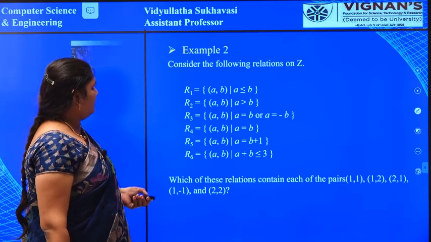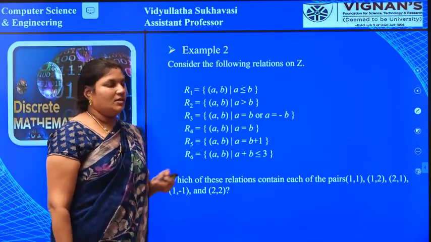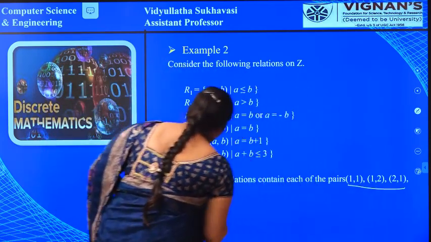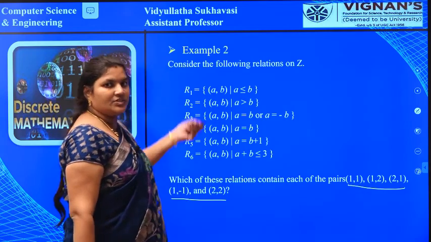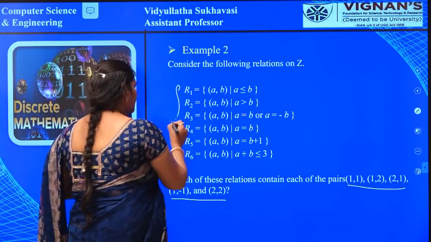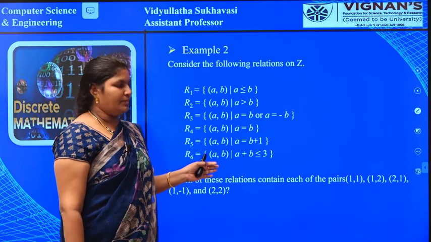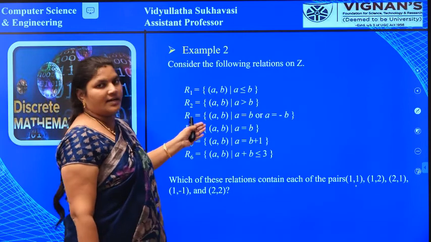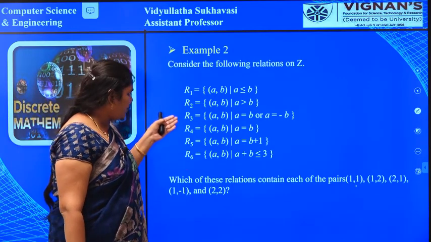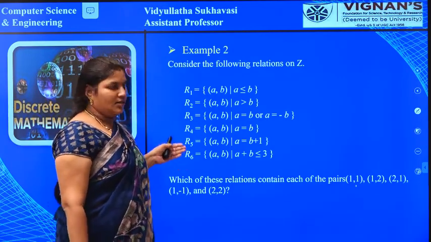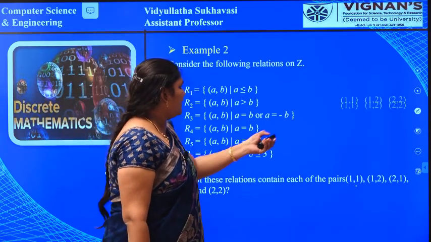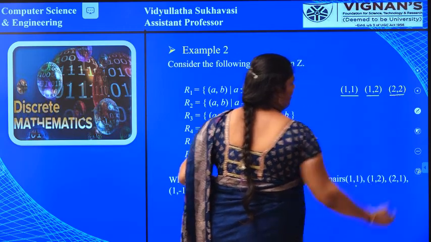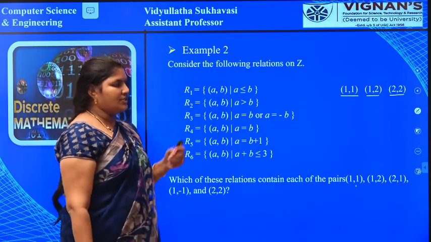So see the next example. This is the second example. So here in this example, we are going to check whether these ordered pairs exist in which relation. So here we have 6 types of relations. In this example, we are going to check which ordered pairs come under the relations R1, R2, R3, R4, R5 and R6. So by satisfying this condition, only these ordered pairs (1,1), (1,2), (2,2) are satisfying the relation R1.